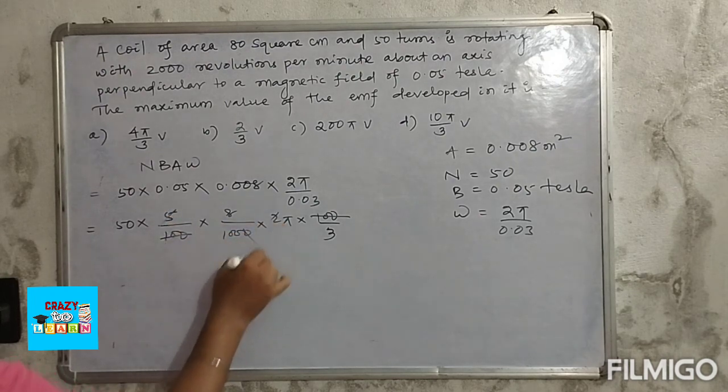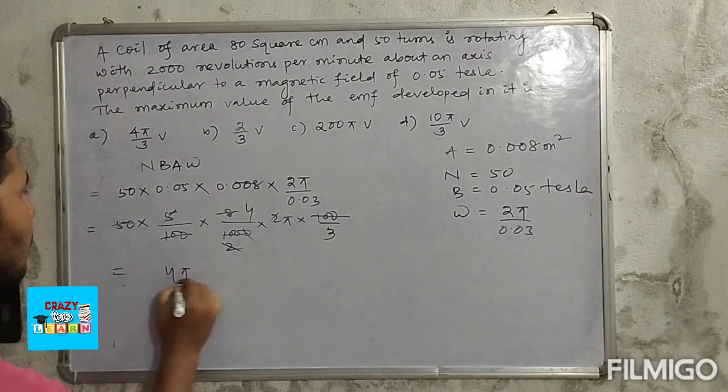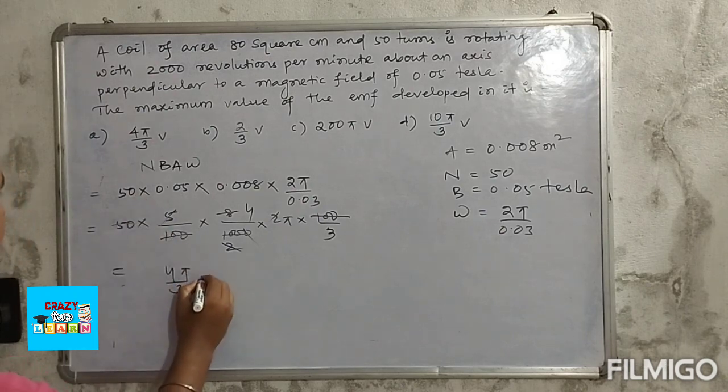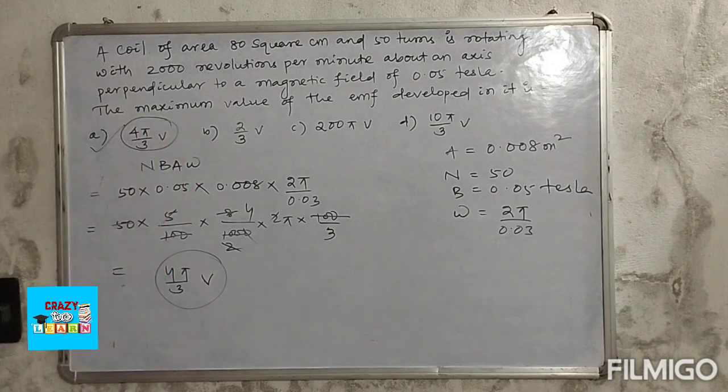5 and 10, zero cancel, 50 and 100, 2. So what is the final answer we are getting here? 4 pi by 3, and V, volt, is the unit of EMF. So what is the answer? 4 pi by 3 volt is the answer. The maximum value of EMF developed is 4 pi by 3 volt.